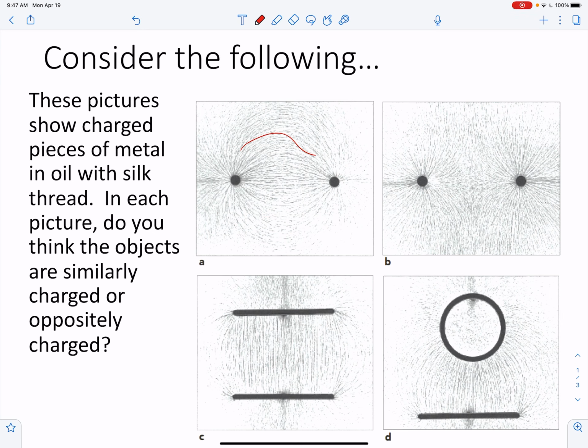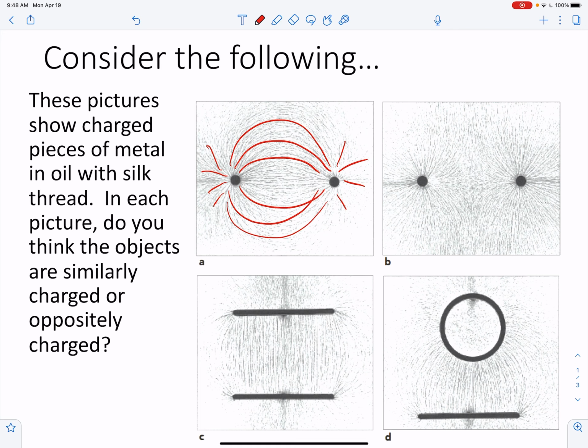In each picture, do you think the objects are similarly charged or oppositely charged? In the first picture, I'm just going to exaggerate these lines a little bit more, or more clearly define them. You have to imagine that if these charged objects weren't in here, these little pieces of silk thread would just be going in all directions like a bowl of spaghetti. But now they're forming these clear patterns. So what's causing them to form these clear patterns?